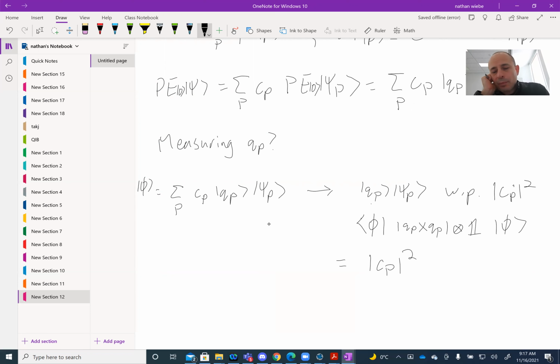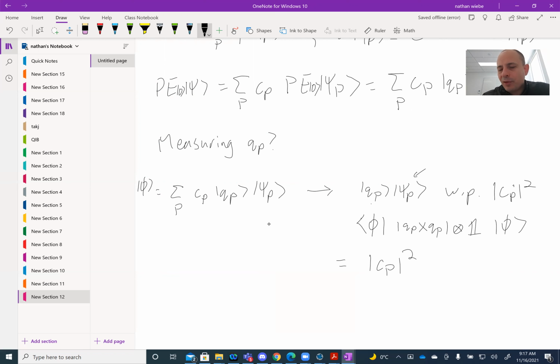So you'll note that by measuring q sub p, we do something really cool. What we're doing is measuring, equivalently, in the eigenbasis of the unitary U.